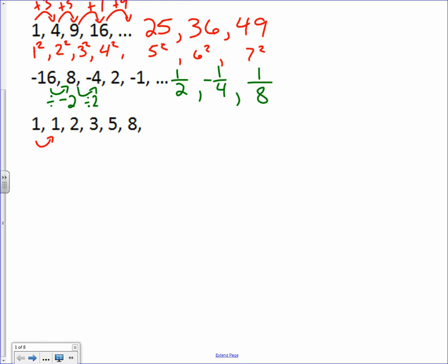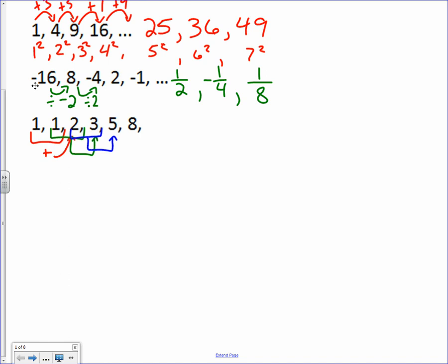But if we take 1 and add 1, we get 2. So if we take 1 and 1, we add those together, we get 2. If we take 1 and 2 and add them together, we get 3. If we add 2 and 3 together, we get 5. So each number, each consecutive number here, is the sum of the previous 2 numbers.